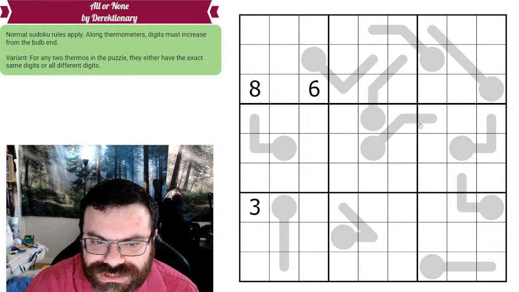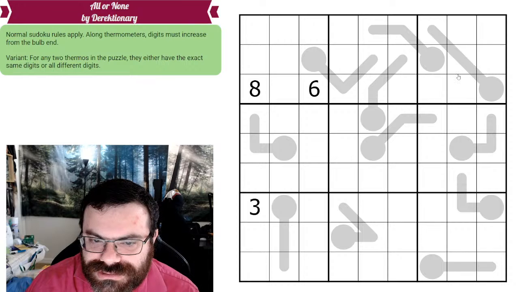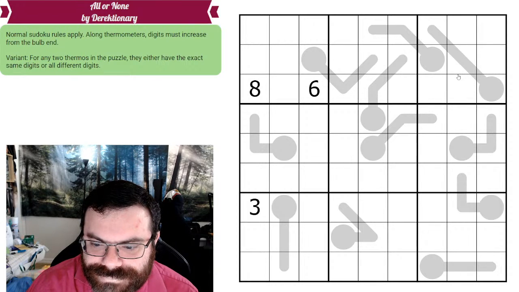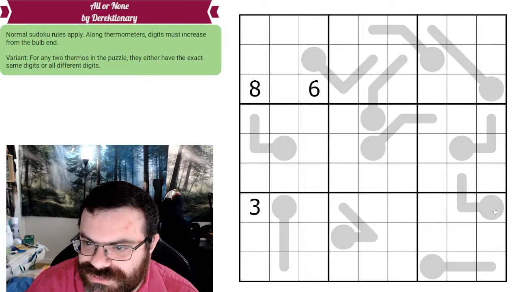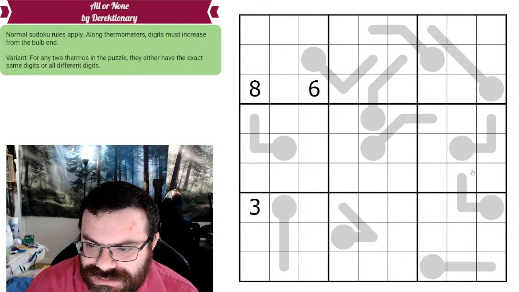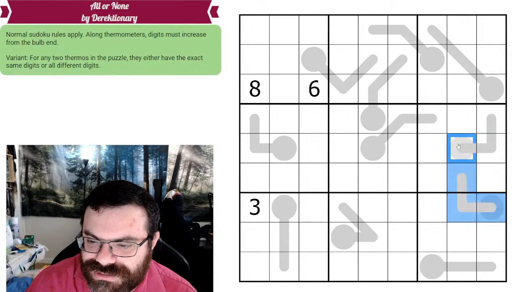So, how do we want to get started here? Let's see if there's anything actually limited. They are all 3 cell thermometers. That makes sense. We could start highlighting ones that must be different from each other. So for example, these two ends see each other, so there's no way they're the same digits. So that means these thermometers are completely different digits from each other.